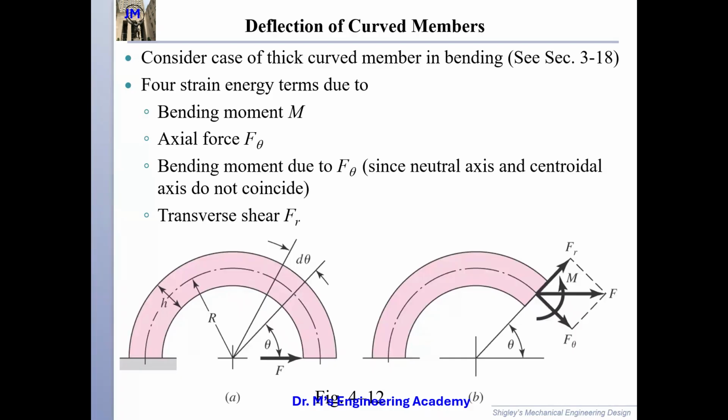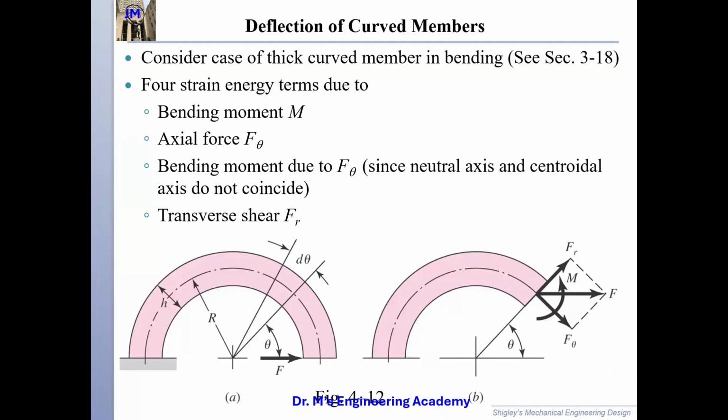For any generic theta angle at this point, because of this force, we will have the bending moment resultant from this F, which equals F multiplied by the effective arm of F from this point, the distance from here to here, which equals R multiplied by sine theta. And the axial force on this section is F theta, okay? So this is F and this is F theta.